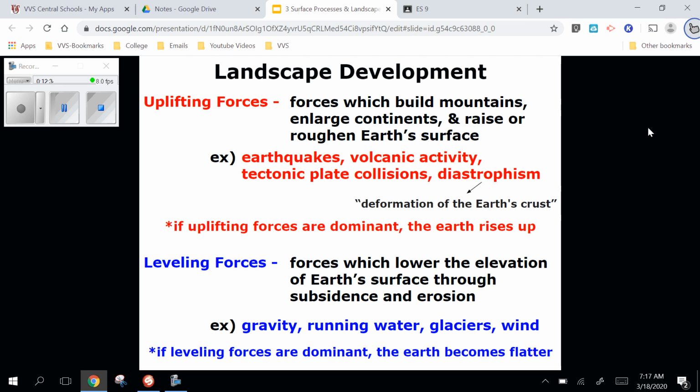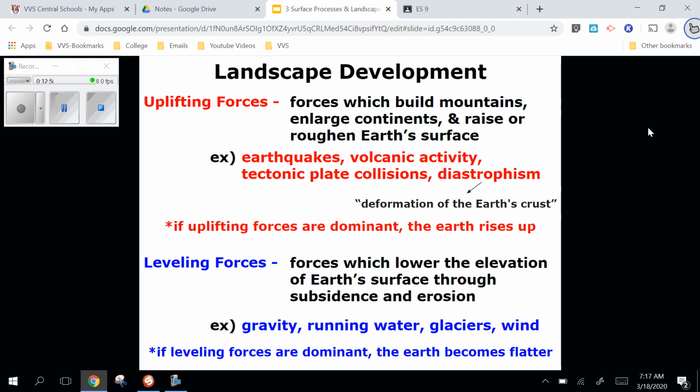It just depends on which force is dominant at a particular moment. For example, in the Himalayas, with India colliding into Asia, right now uplifting forces are dominant, and so Mount Everest and K2 and all those peaks are currently getting taller because uplifting forces are dominant. They're rising by a couple centimeters a year.